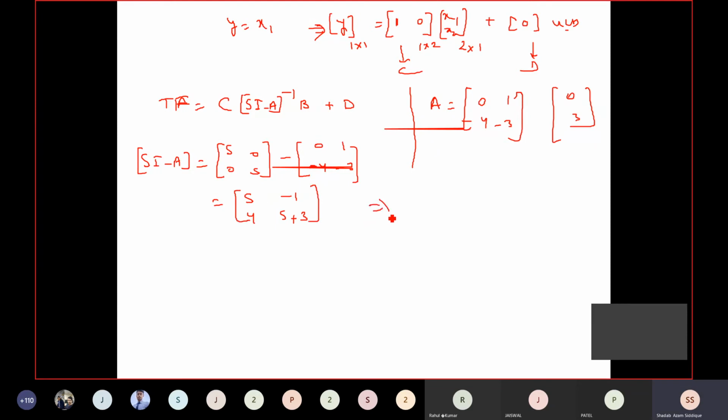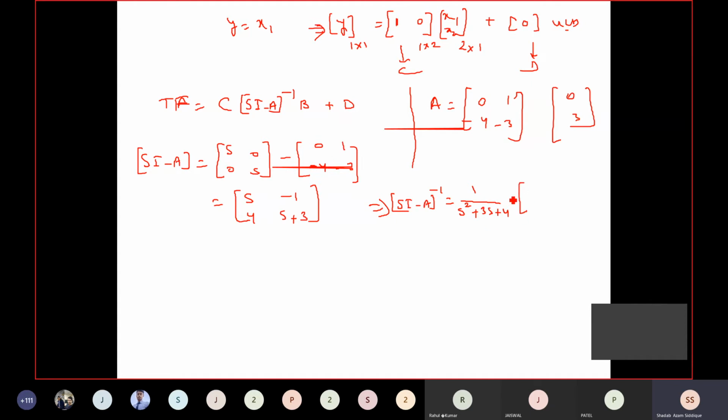Okay, now I'll try to take (sI minus A) inverse. So (sI minus A) inverse means what will happen? I'll take the adjoint and the determinant of A. So what will be s square plus 3s minus of minus 4? What will happen? s square plus 3s plus 4. So this is the determinant, s square plus 3s plus 4. Right now I'm taking the example of 2 marks, so that is easy for us. Now this will be taken as the inverse.